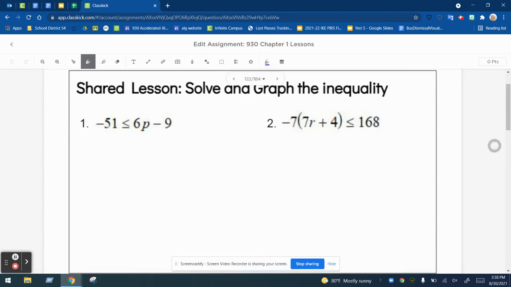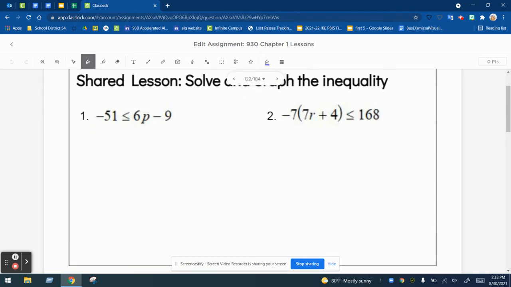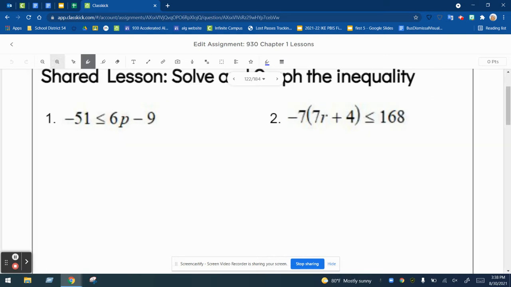All right, so number 1, I have -51 is less than or equal to 6p minus 9. I'm going to solve this using my inverse operations. There's no distributing first, so the first thing we're going to do is add 9 to both sides. -51 plus 9 will give us -42. And I'll bring everything down, my less than or equal to 6p.